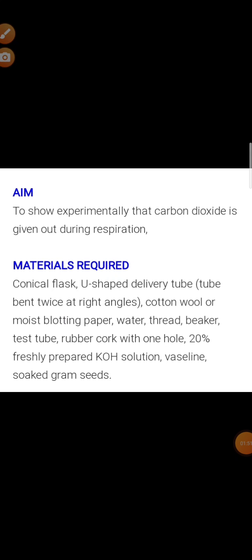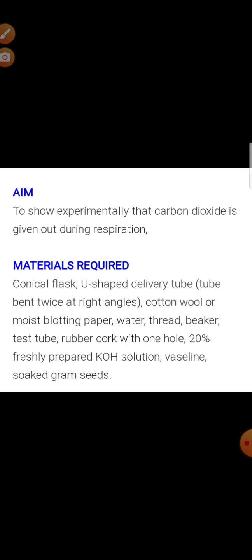So you can see in the screen, although you all know how to write, in your last class you have also written. This time for the midterm your topic will be to show experimentally that carbon dioxide is given out during respiration. You all have a book with you, your science lab manual. If you open that book, you can see the page where you will get this experiment. This will be your aim of the practical.